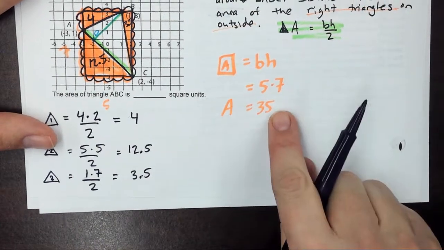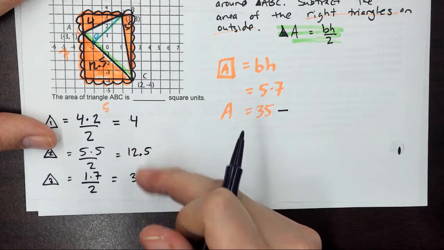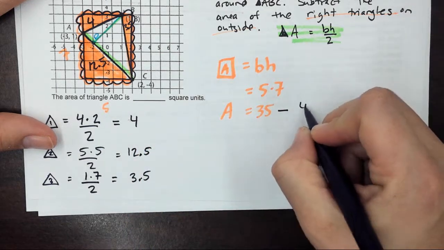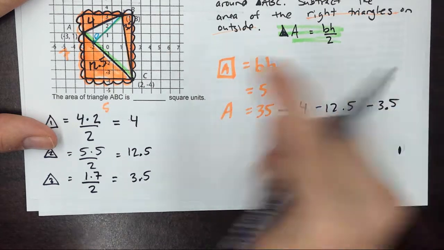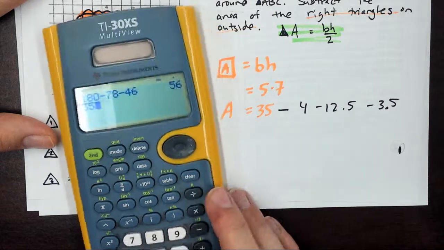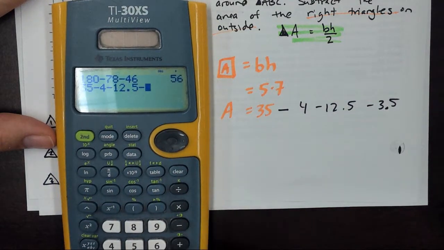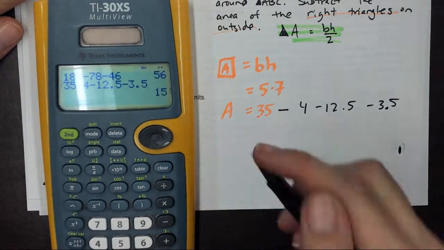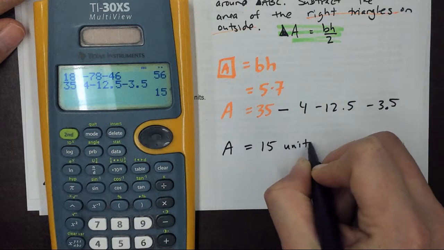So I'm going to take 35, the area of the whole rectangle. I'm going to subtract every area of all the orange triangles. So minus 4, minus 12.5, minus 3.5. I'm going to be left with the area of the white triangle, which is what I want. 35 minus 4, minus 12.5, minus 3.5 is 15. Area of the triangle we need is 15 units squared.